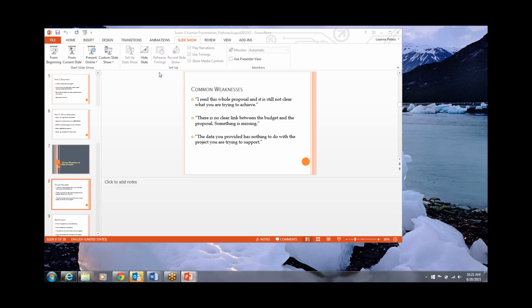These are not from me, but from other grant reviewers who have reviewed applications, and this is some of their feedback. And I know you guys all get feedback, correct, on your proposal, whether it's about the scope of the program or elaborating in certain sections. But I've seen this more often than not, that, for example, I read this whole proposal and it's still not clear what you're trying to achieve. It truly happens.